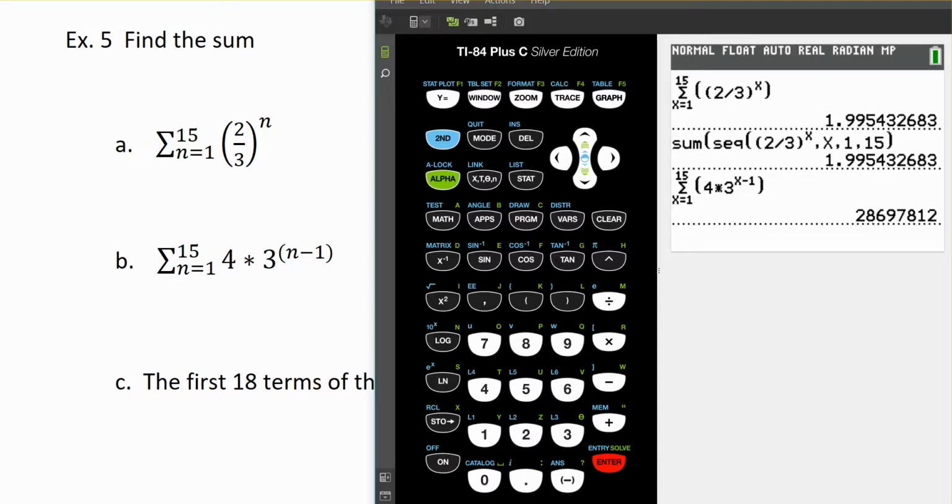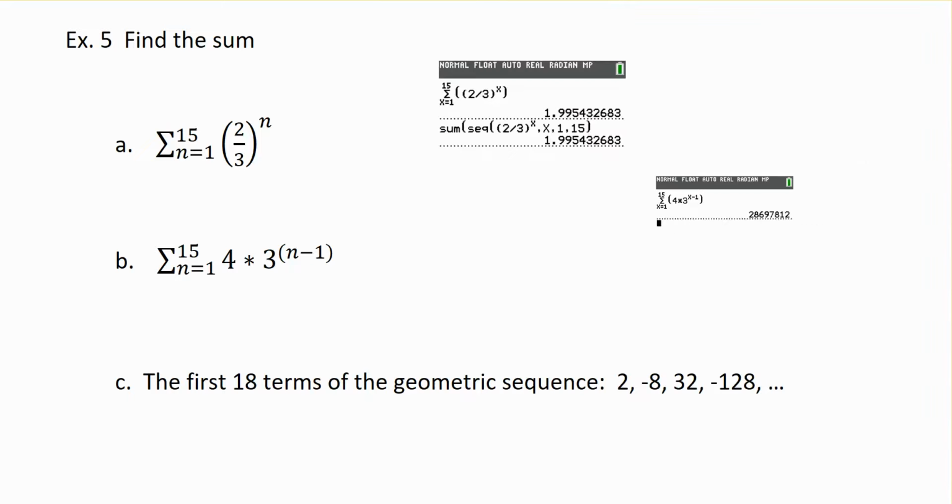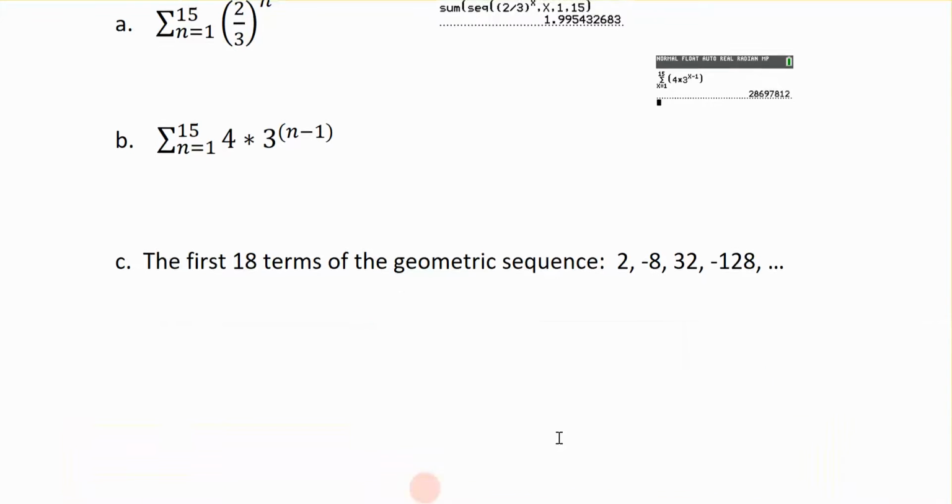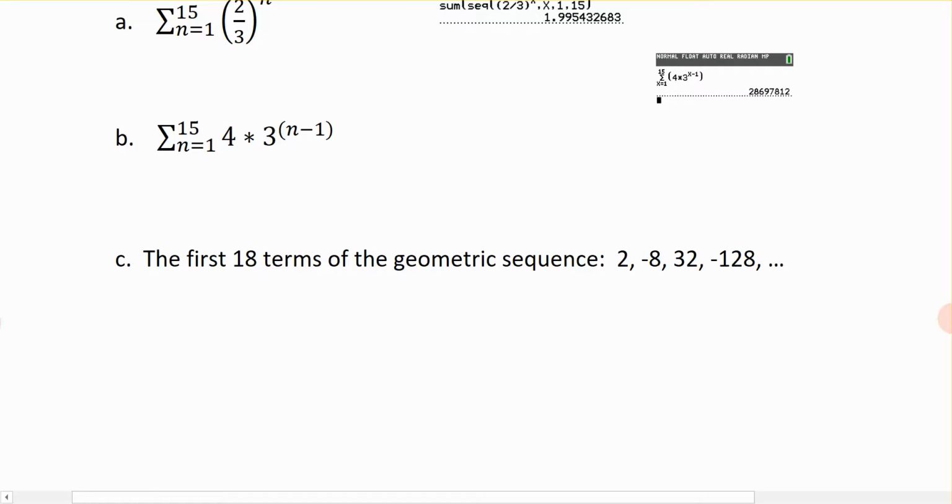Let's do the last one in here as well. This last example we're going to look at together says I want to find the first 18 terms of the sequence given here. Well, if you notice, I don't have a summation, I don't have a general form written for this example, so we're going to have to come up with that part first. In order to write the general form, we need to find out what the common ratio is.